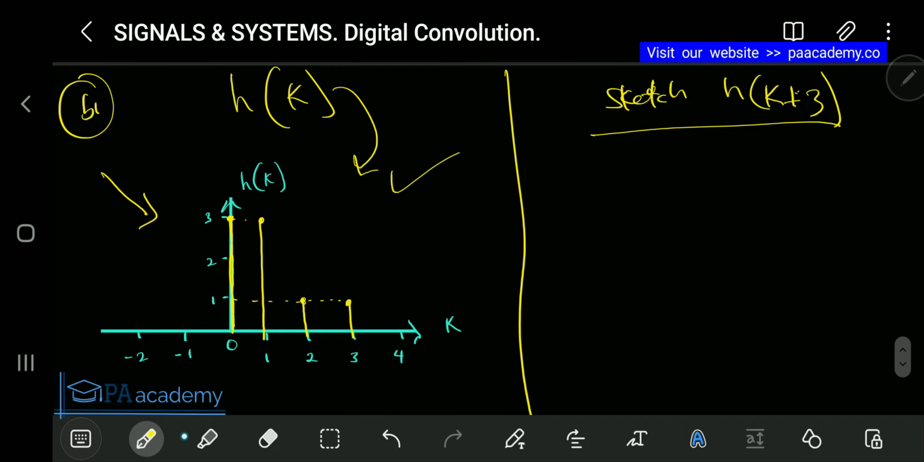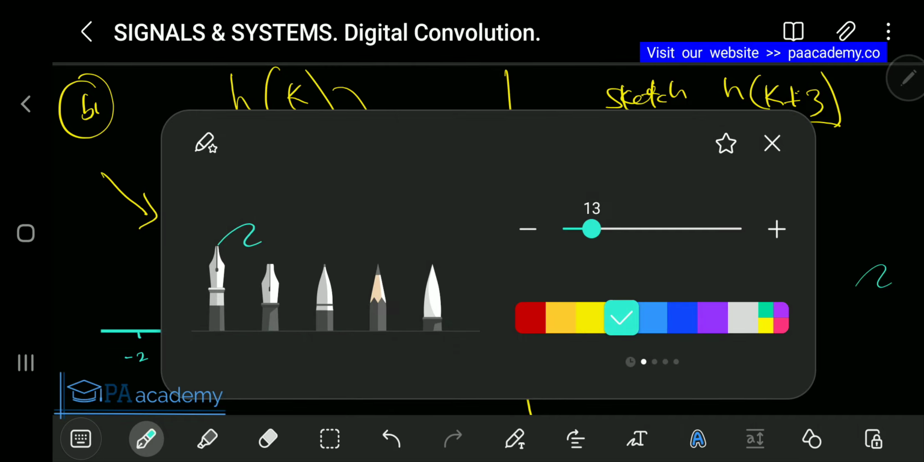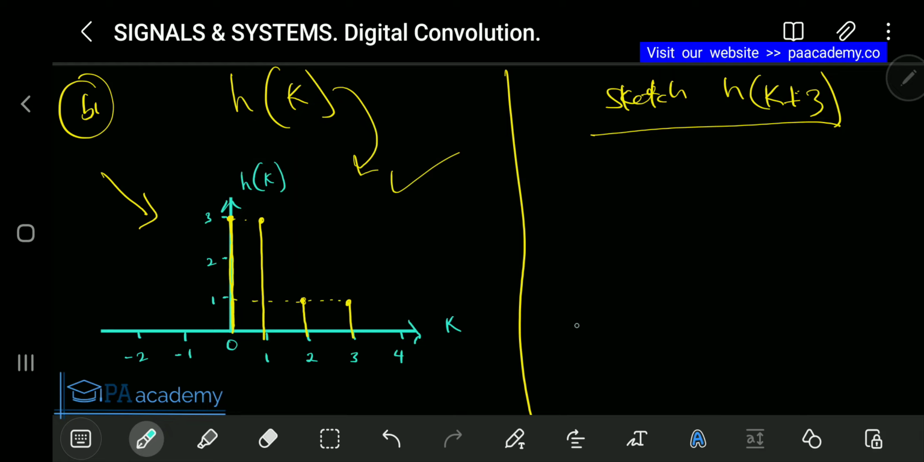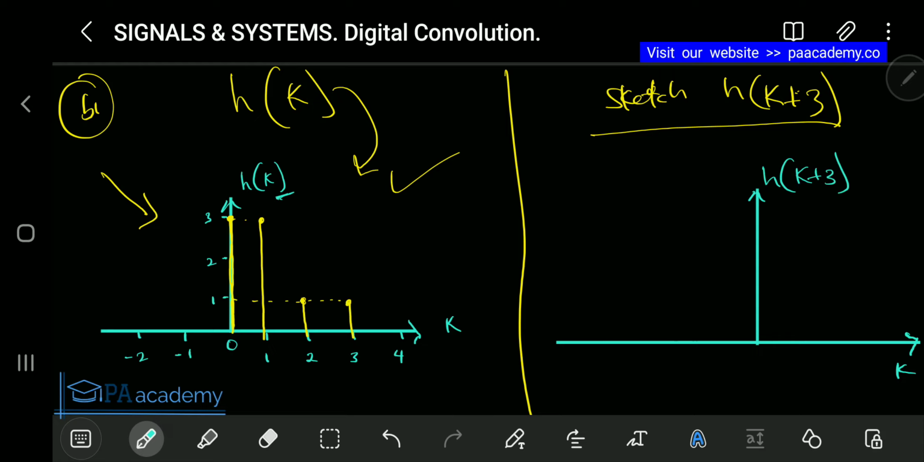To do this, let's go ahead and draw the x and y axis. Okay, so I've drawn the x and y axis. On the y axis, which is the amplitude, instead of having h of k like we have here, we are going to have h of k plus 3. The amplitude will remain the same. The amplitude doesn't change. So this will be 1, 2, 3.